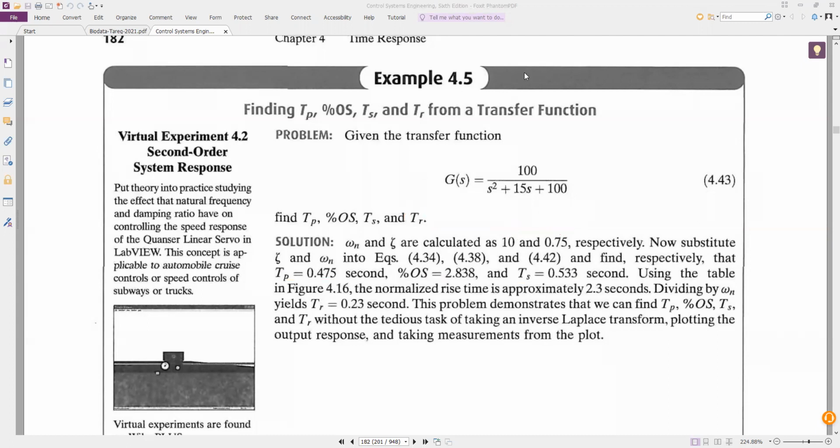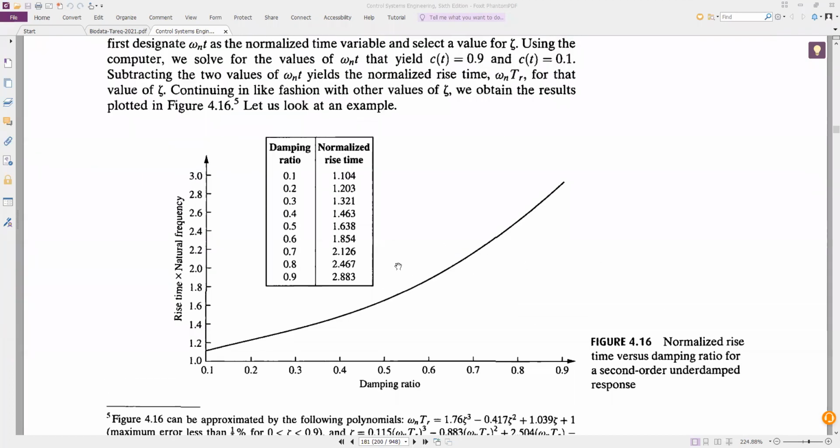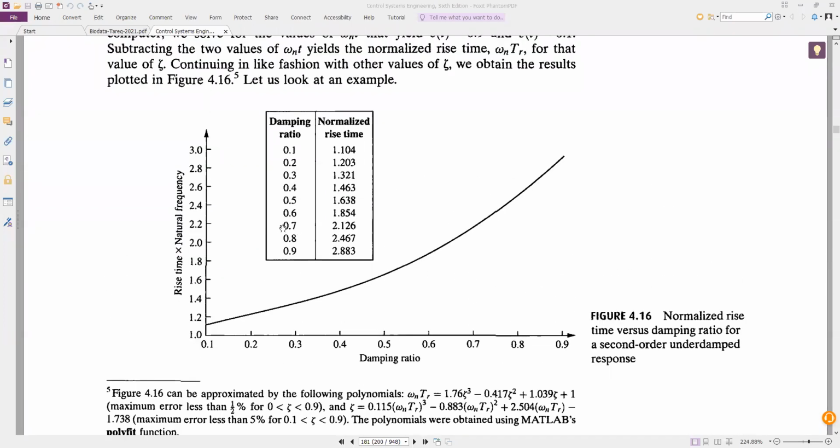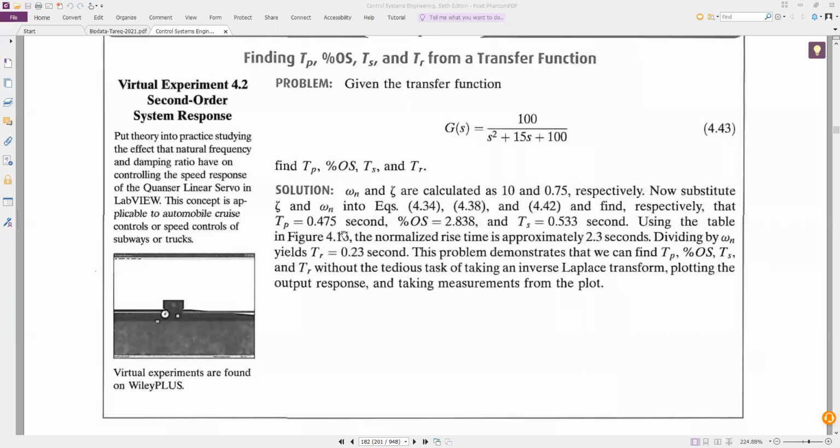Now, look at the 4.16 table here. Now, what is your damping ratio zeta? Zeta is 0.75. That means zeta is in between 0.7 and 0.8. So, normalized rise time would be the middle value. Add these two and divide by 2. Then you will get the value. So Tr is 0.23 second. Normalized rise time is approximately 2.3 second. Dividing by omega n, it yields 0.23 second.